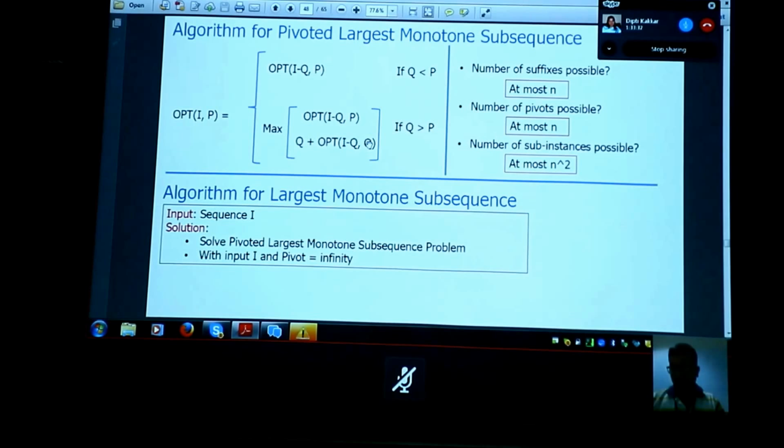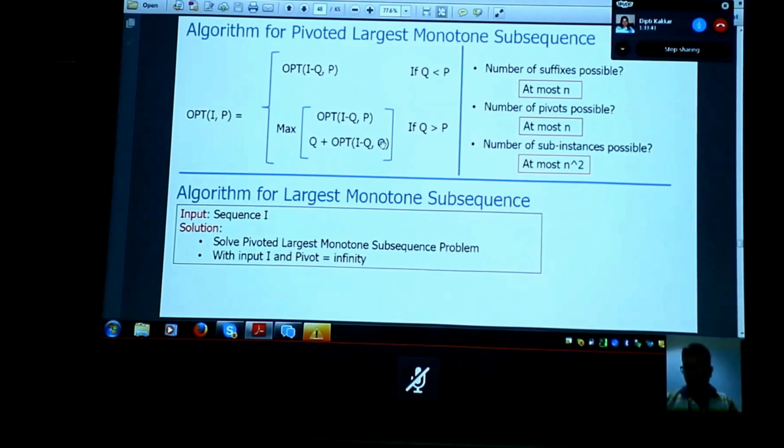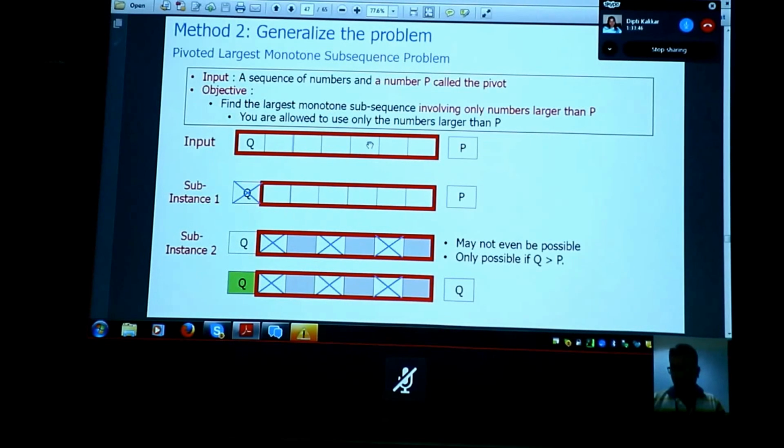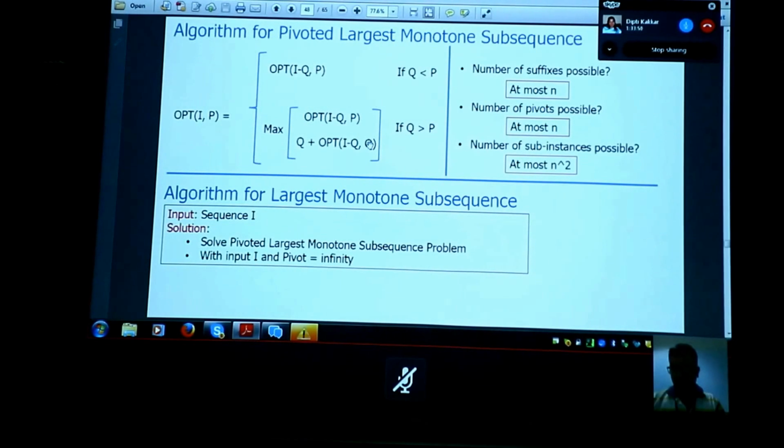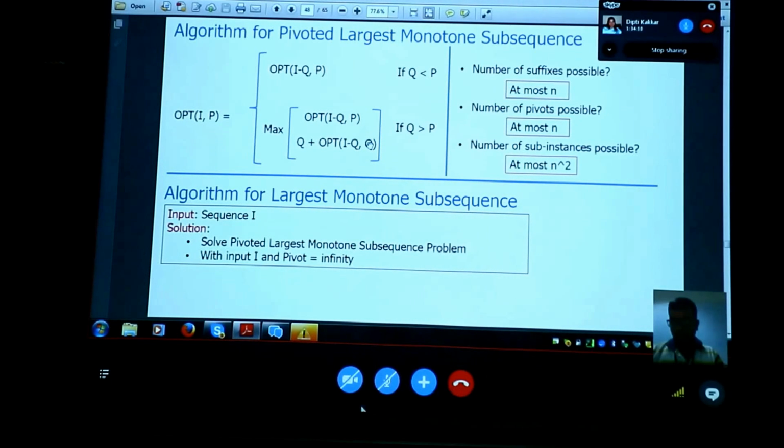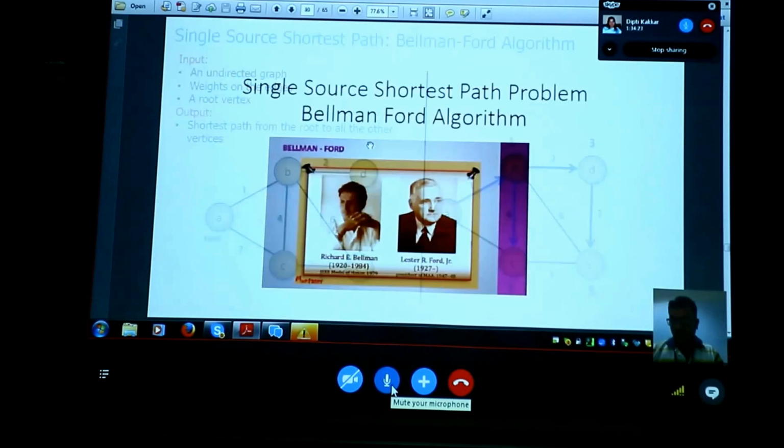Now, once you solve this pivoted largest monotone subsequence problem, how do I solve the original problem, which doesn't have pivots? That's what I wanted to solve. We suddenly constructed this contrived pivoted problem. How would I go back? That's quite simple. You just take the same input and put pivot equal to infinity or something, and it will work. So this is pretty much the same as the other one, the combinatorial argument that we made, that there cannot be too many subinstances. But yeah, another way of saying the same thing. Any questions? So when we come back, we will do two more of these, little more complex problems.